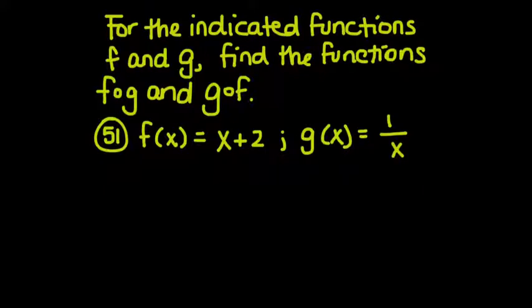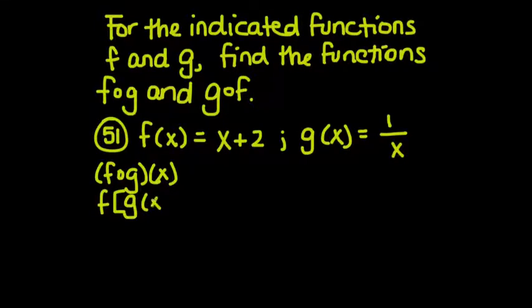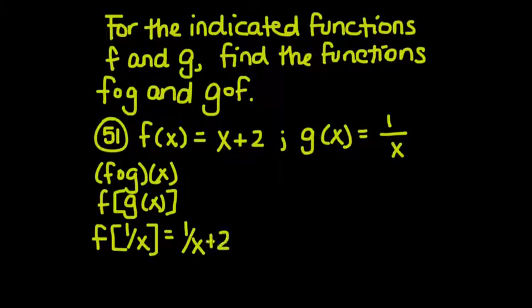To find these compositions, first I'm finding f composed with g of x, which is f of g of x. G of x is 1 over x, so I'm actually finding f of 1 over x, which, since the function f is x plus 2, the function f of 1 over x will be 1 over x plus 2.